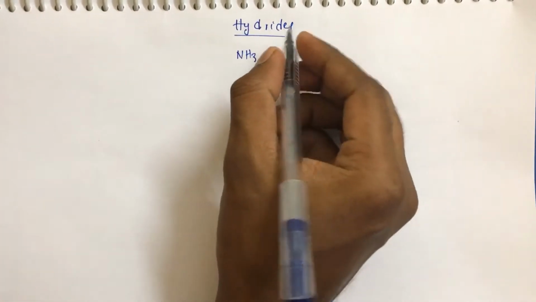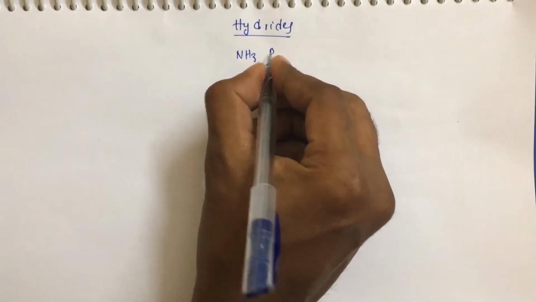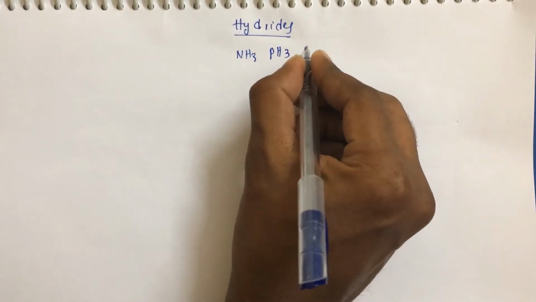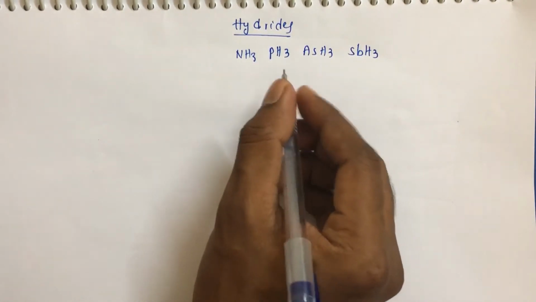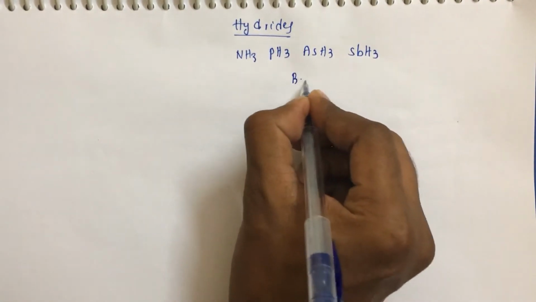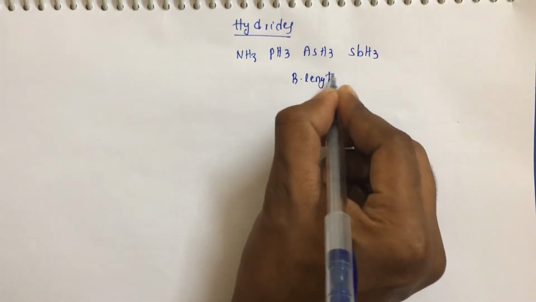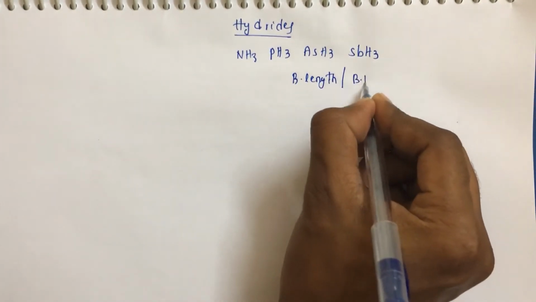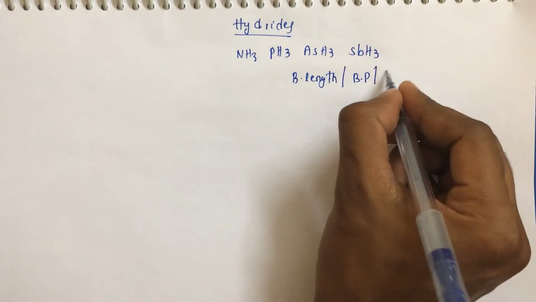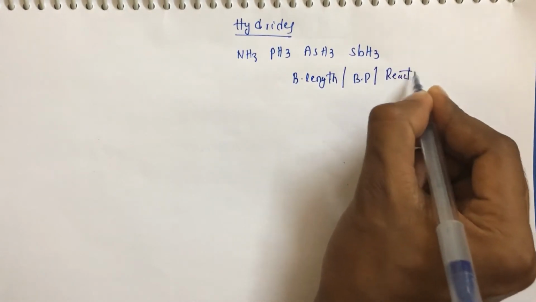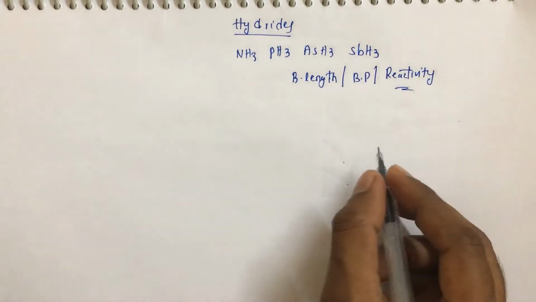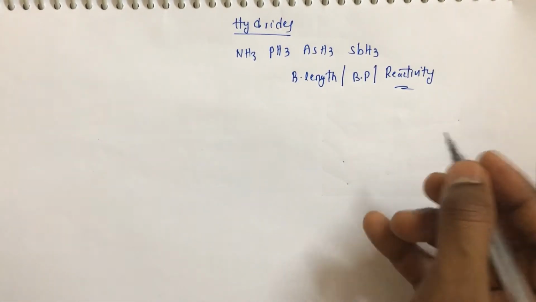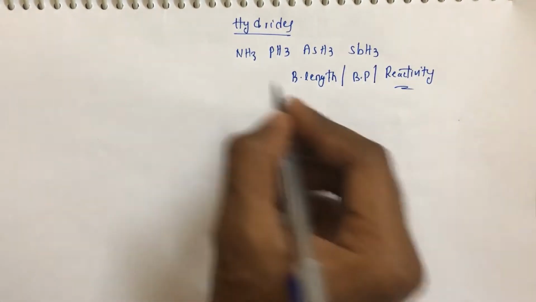Next we will go for hydrides. We have NH3, PH3, AsH3, and SbH3. Okay, so here the important things are bond lengths, boiling points, and the reactivity. These are the three important things we need to remember, and these things are very easy also because these are all related.